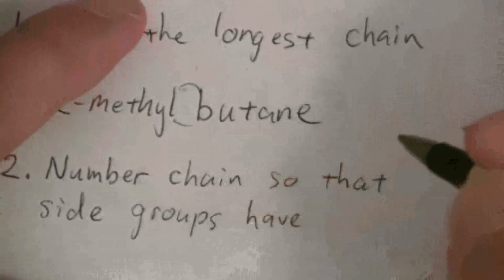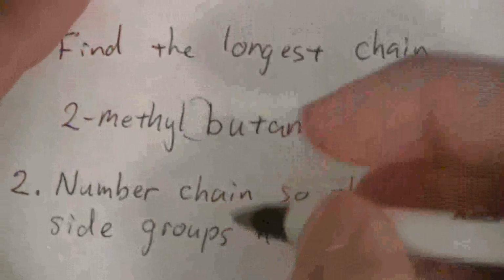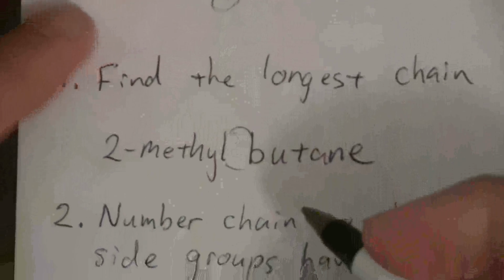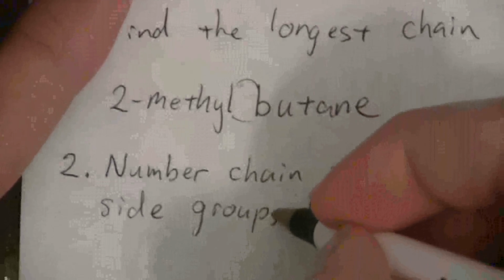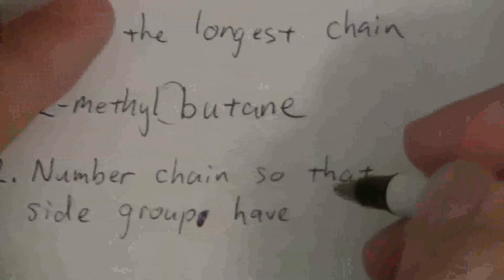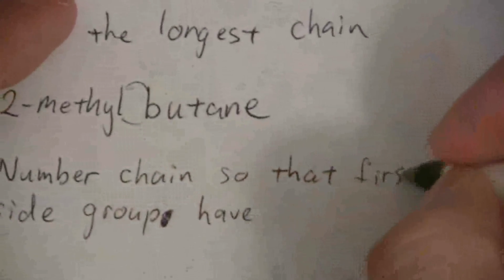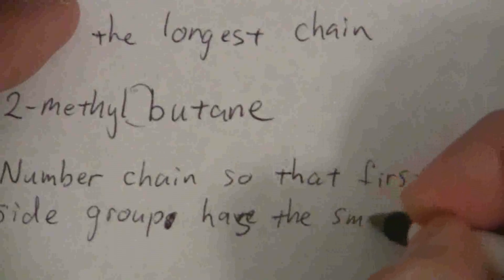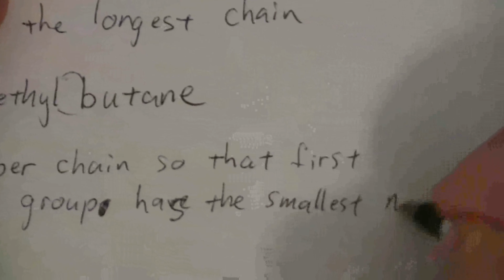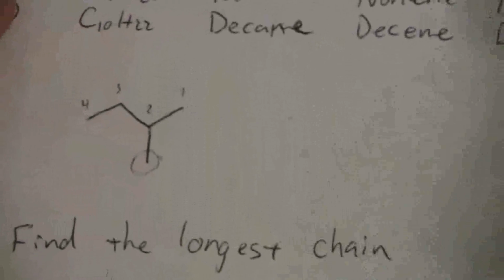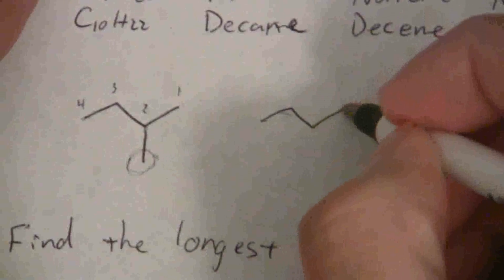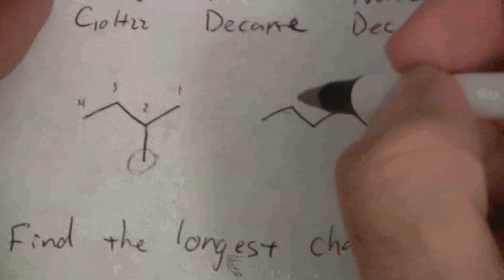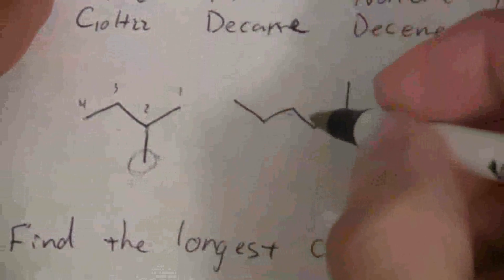If there are more than one side group, we look at the one that comes first. I'll specify that the first side group has the smallest number. So let's look at another example here. Let's say I have something like this, and I have, well, let me change this a little bit.